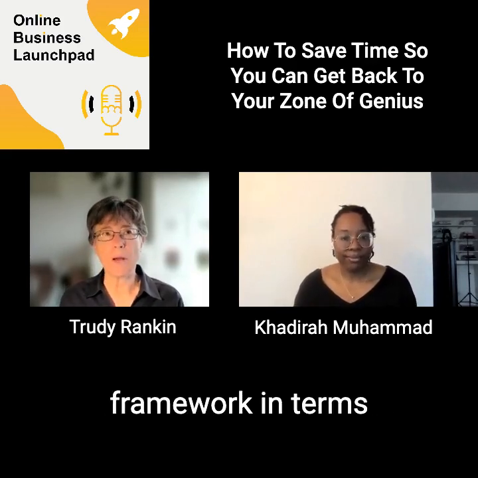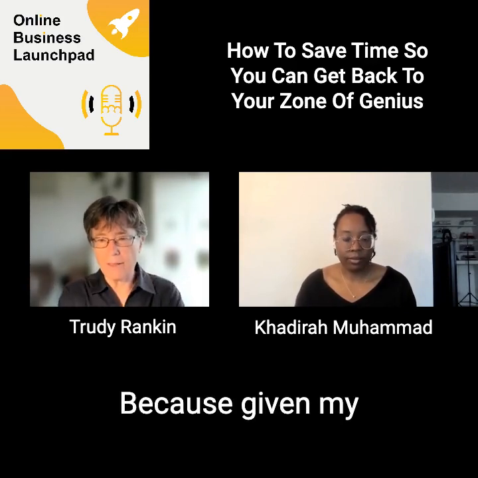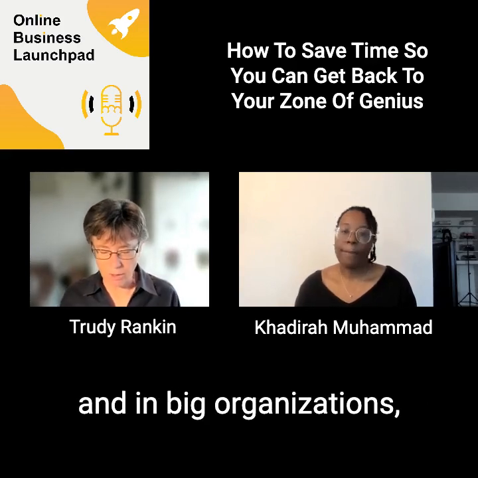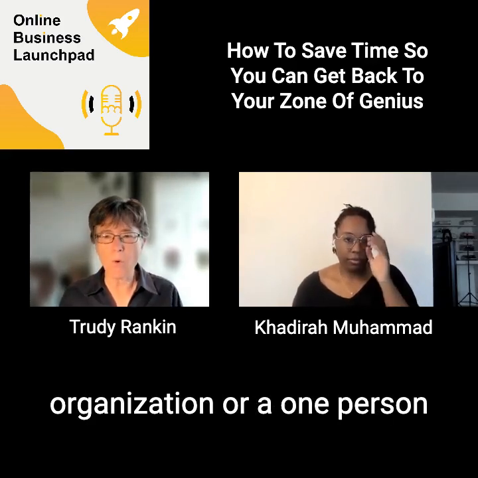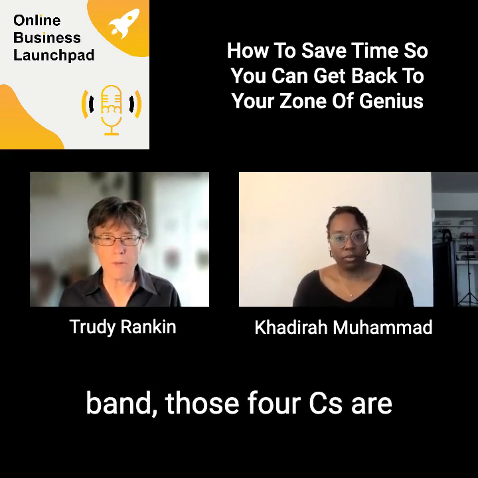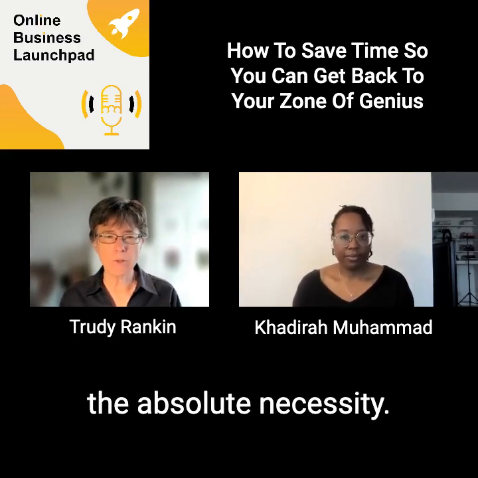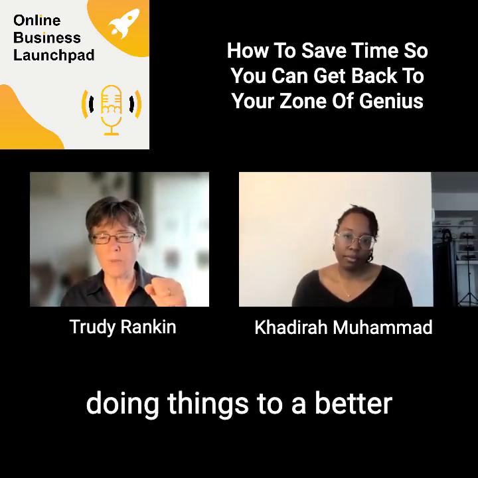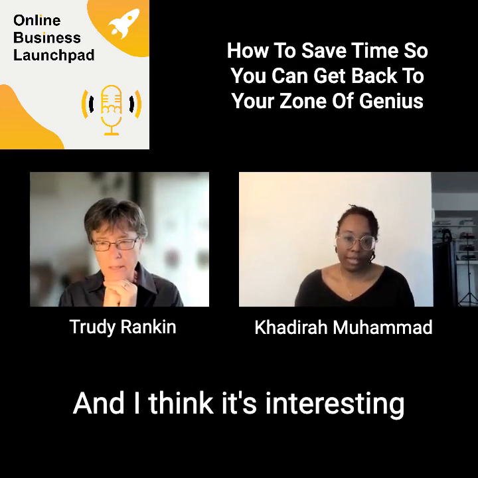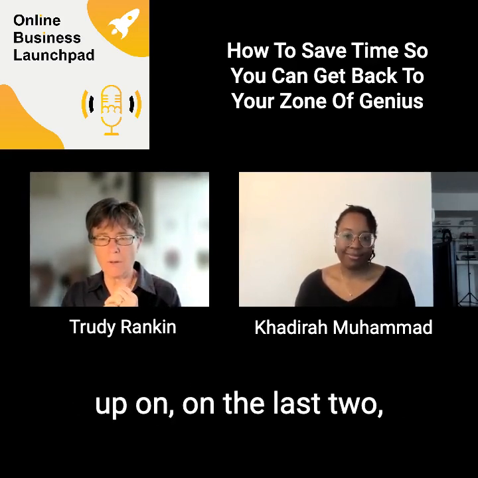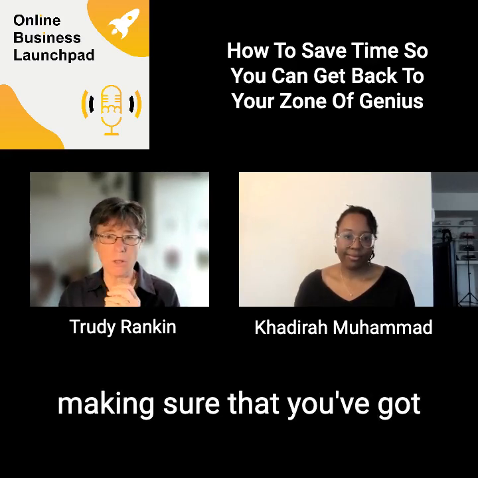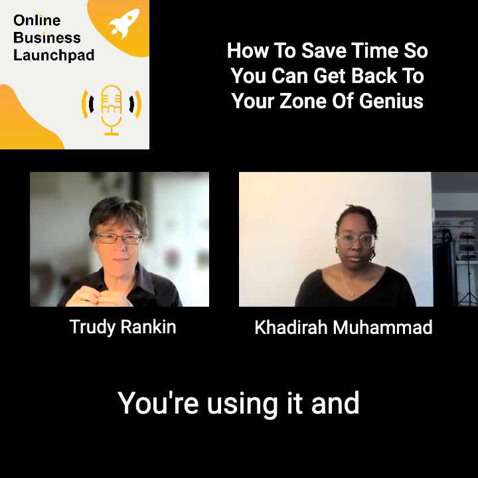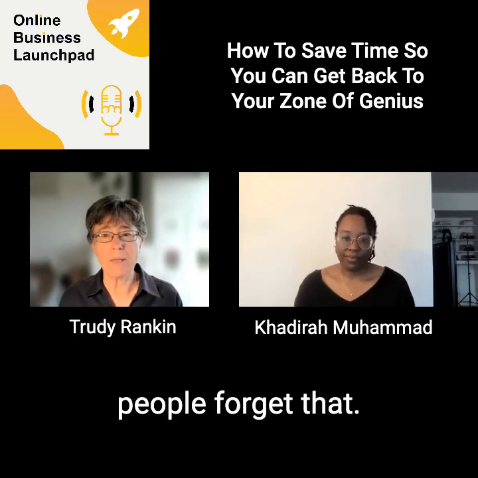And that's a really good framework in terms of thinking about it, because given my background, and I've talked about it before, I've worked as a chief information officer in big organizations, and it doesn't matter whether you have a big organization or a one-person band, those 4 C's are the absolute necessity. You've got to have those things in place in order to go from a specific way of doing things to a better way of doing things. And I think it's interesting that you sort of picked up on the last 2, which is about basically making sure that you've got something very clearly in place, very clearly outlined, you're using it, and you're making sure that you continue using it. A lot of times people forget that.